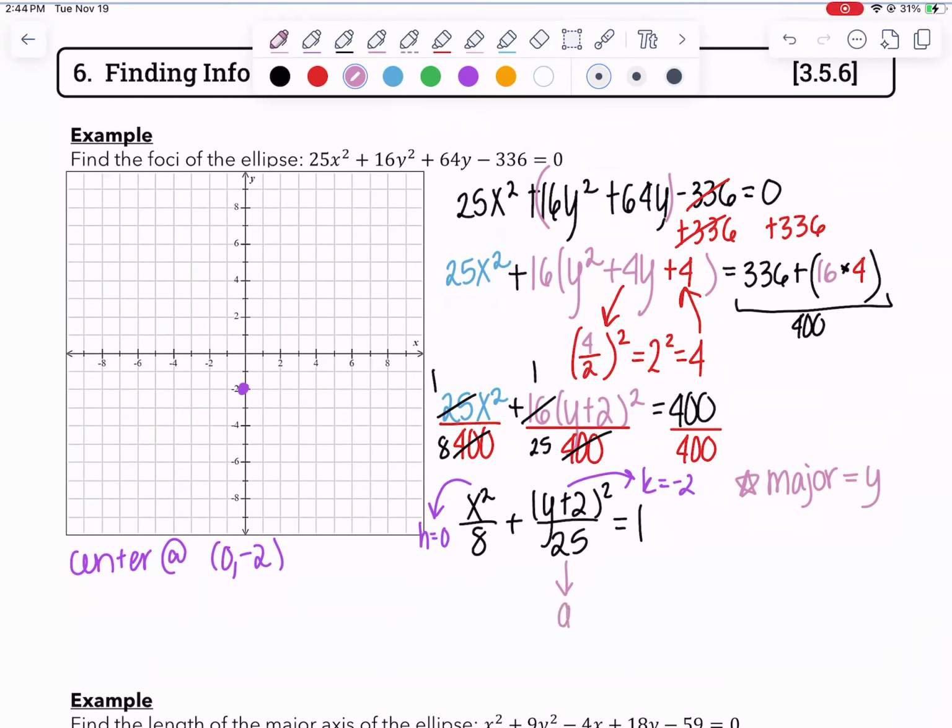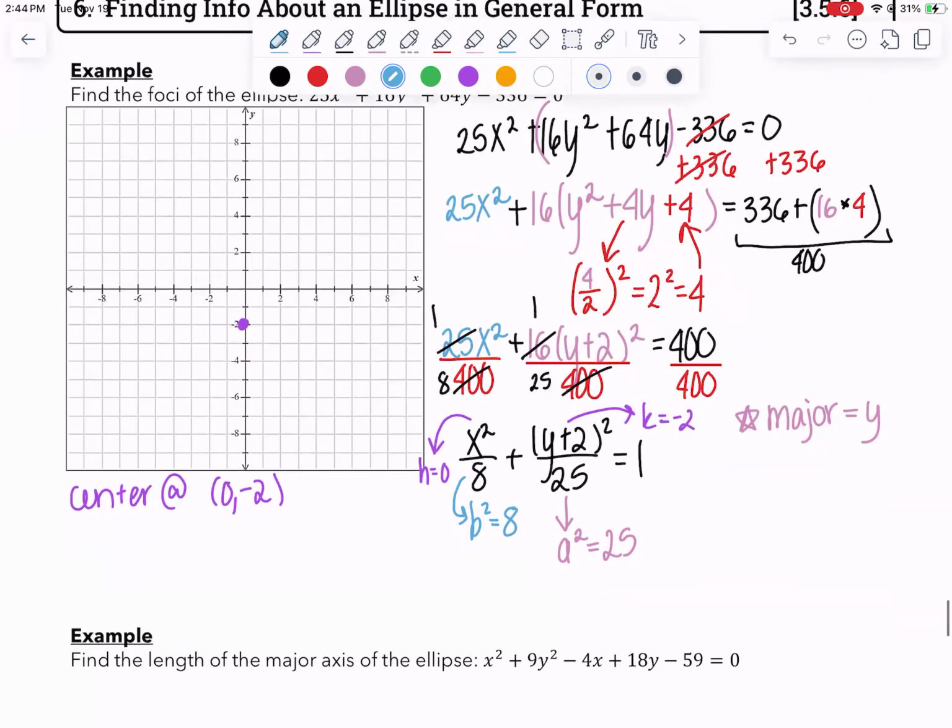This right here, we have a squared is equal to 25. I don't really care about plotting the vertices and the co-vertices, because all I care about are the foci of the ellipse. I am going to write that a squared is 25. And I'm going to write that b squared is 8. You might be thinking to yourself, Professor Cook, what are we going to do? Like, square root of 8 is a weird number. Not a problem. We don't even need to worry about the square root.